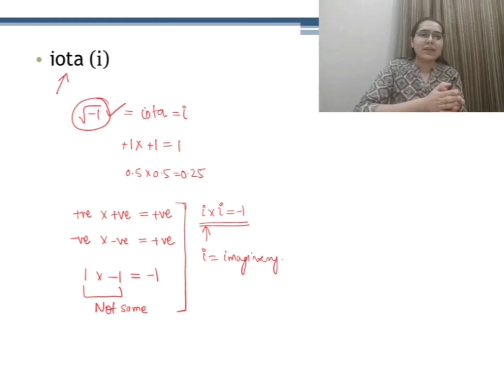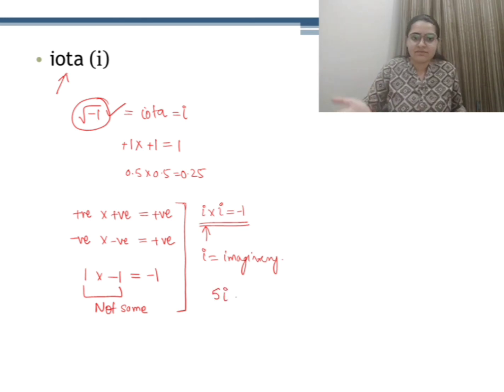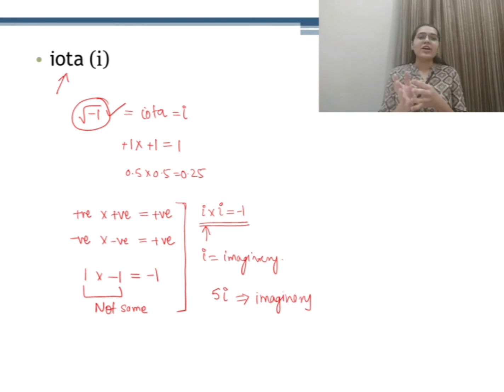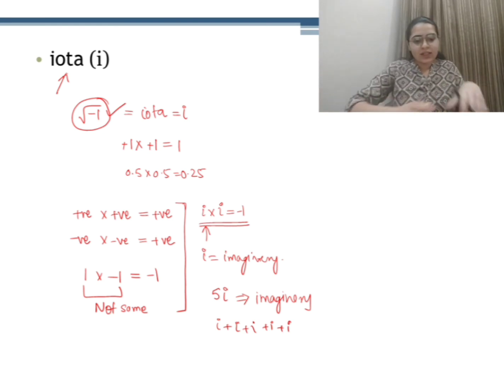Now, if we multiply any number with this imaginary number, it also becomes imaginary. If I take any real number, like 5 iota, it's imaginary, because 5 iota just simply means iota 5 times. 5 iotas. Are you getting it? Iota plus iota plus iota plus iota plus iota, still imaginary.